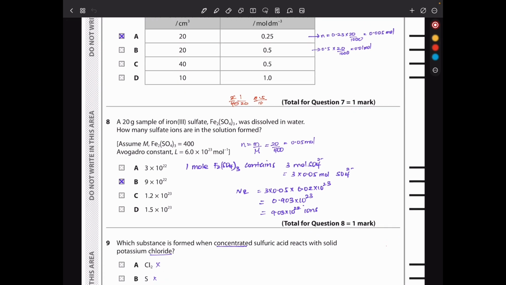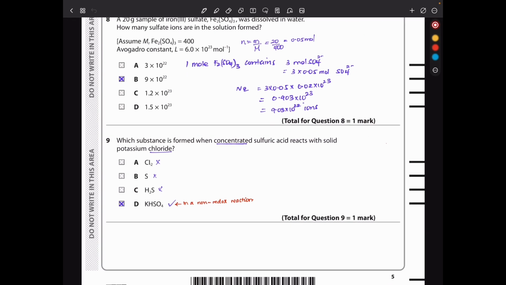In question 8, a 20 gram sample of iron(III) sulfate was dissolved in water. How many sulfate ions are in the solution formed? Now here we have the mass. They've given us the Mr, so I need to find the number of moles, which is 20 divided by 400, giving me 0.05 moles. But this is the number of moles of that whole thing, and in each there are 3 ions of sulfate, so 3 times 0.05 gave me 0.15 mole. Then we multiply by Avogadro's constant, which gives 0.903 times 10 to the power 23. If you write it in standard form, it's 9.03 times 10 to the power 22, and so the answer is B.